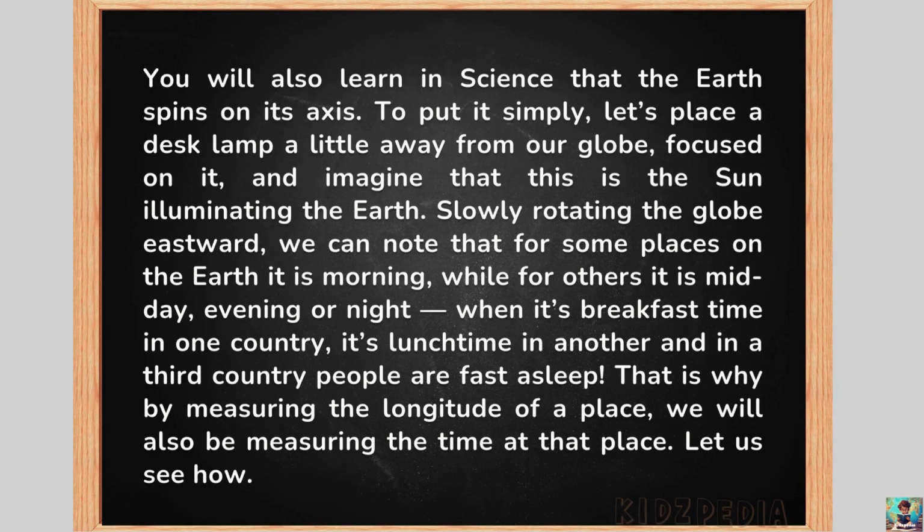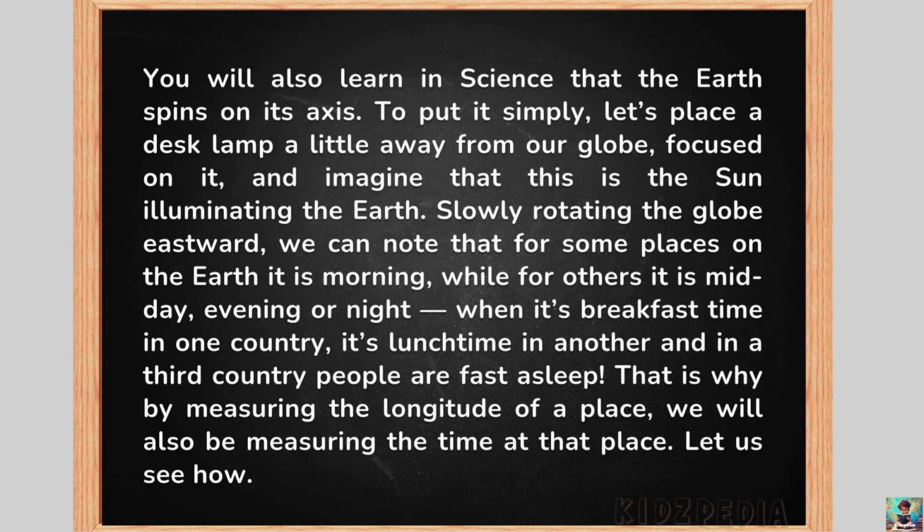You will also learn in science that the Earth spins on its axis. To put it simply, let's place a desk lamp a little away from our globe focused on it. And imagine that this is the sun illuminating the Earth. Slowly rotating the globe eastward, we can note that for some places on the Earth it is morning, while for others it is midday, evening or night. When it's breakfast time in one country, it's lunch time in another. And in a third country, people are fast asleep. That is why by measuring the longitude of a place, we will also be measuring the time at that place.